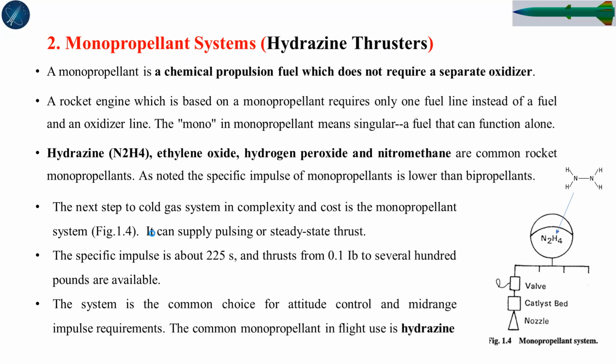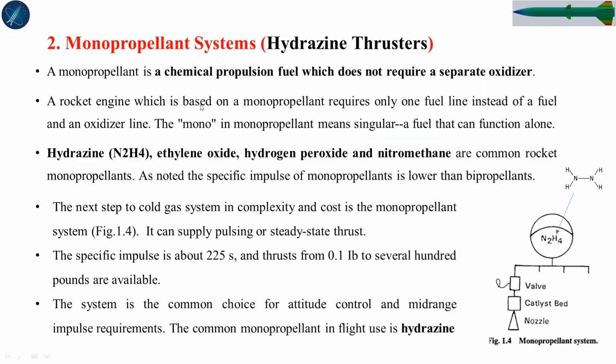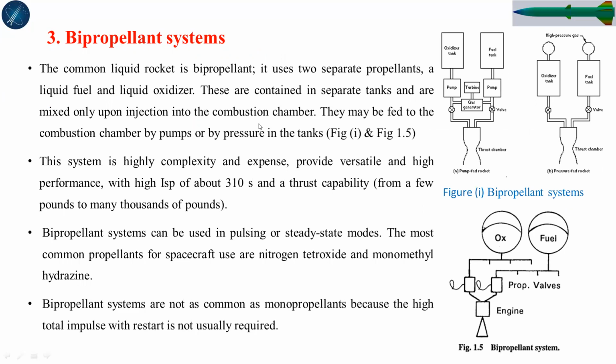Another is the bipropellant system. In the bipropellant system, we have two types of propellant: oxidizer is there, and fuel is there.